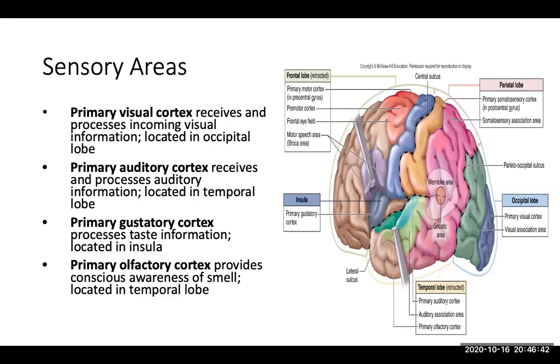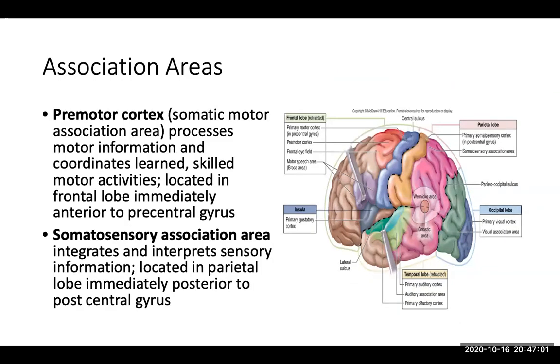You have a primary visual cortex located in your occipital lobe, a primary auditory cortex located in your temporal lobe, a primary gustatory cortex having to do with taste in the insular lobe, and the primary olfactory cortex providing conscious awareness of smell in the temporal lobe.